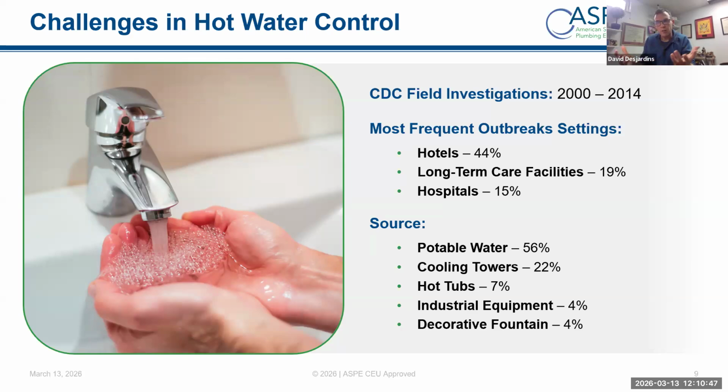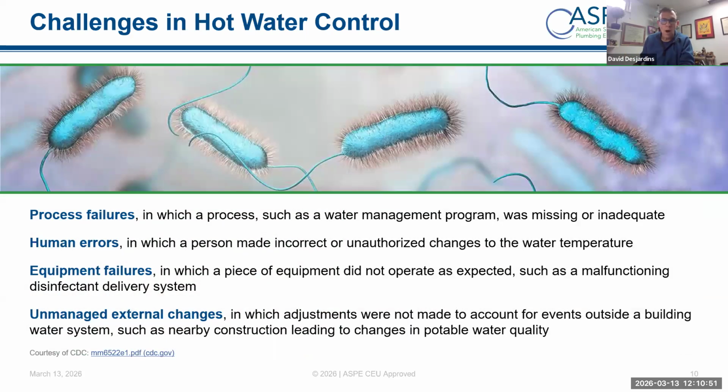So anyways, near and dear to our hearts, and obviously we'll come back to this topic here today. Why did they have these outbreaks? It was one of these four reasons or a combination of it. So when we talk about a process failure, I'll talk a little bit about this. There was no water management plan in place. So we'll look at some of the documents or literature that's available for that. A human error where someone was making changes, things that they shouldn't have.